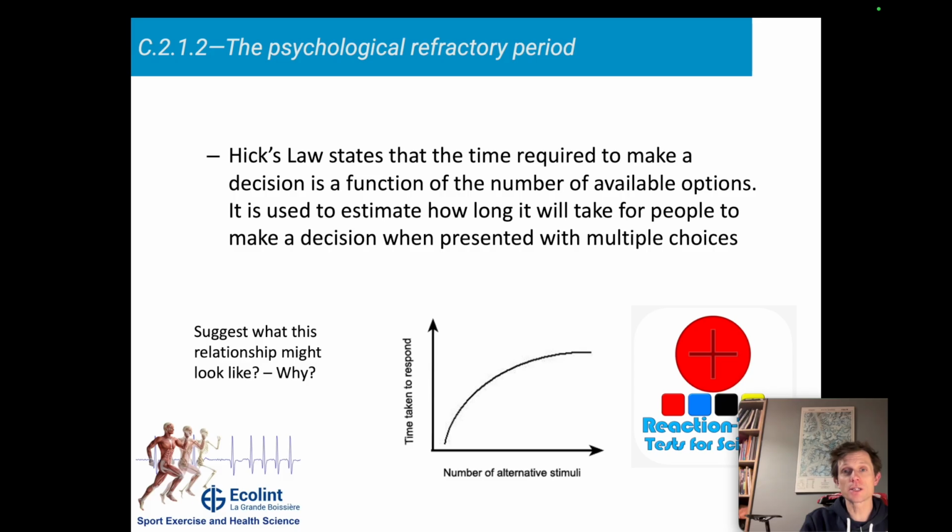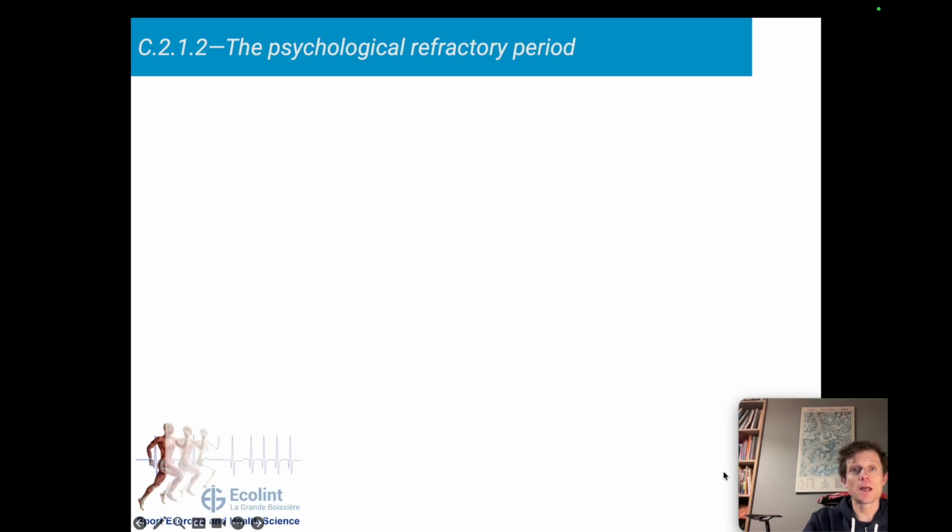If we think about this, the time difference taken if I was offered 50 choices and 51 choices is not going to be significant. However, the difference between one choice and two choices is going to be a significant difference. Now let's talk about the psychological refractory period.